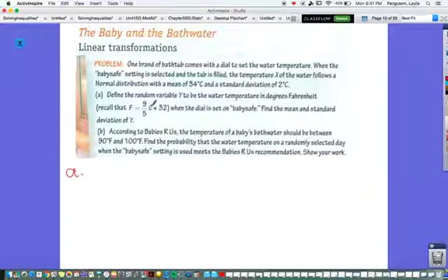So for this problem, let's recall that our Y is going to be equal to the formula 9/5 C plus 32. So basically our conversion formula that we would use to convert from Celsius to Fahrenheit. And so we could also write this as 32 plus 9/5 C.